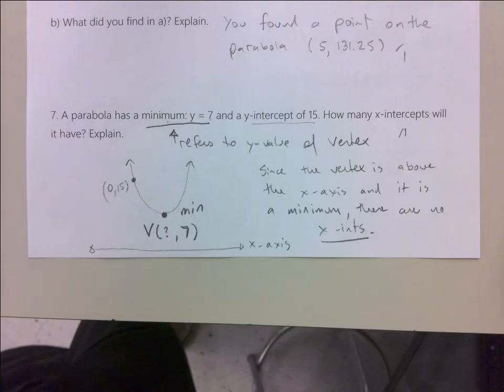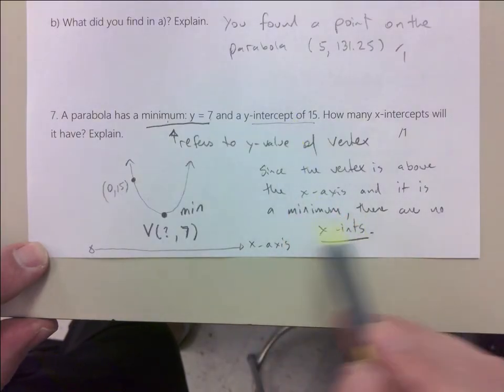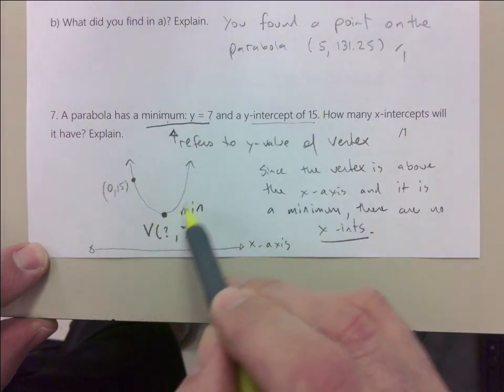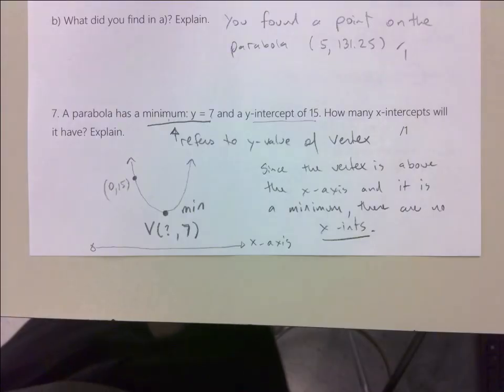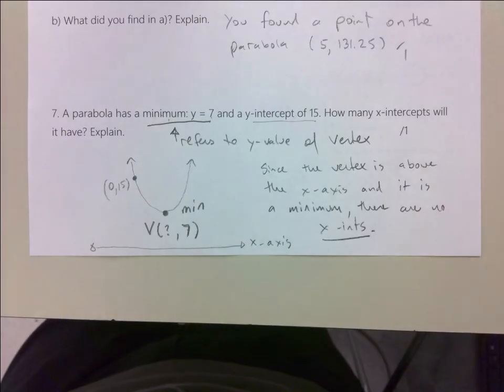You know what? The y-intercept is almost irrelevant in this case. You did not need this to make your conclusion. Because the minimum being 7, that's like the lowest this ever gets. Any other point will be above it. So this is simply not going to have any x-intercepts.